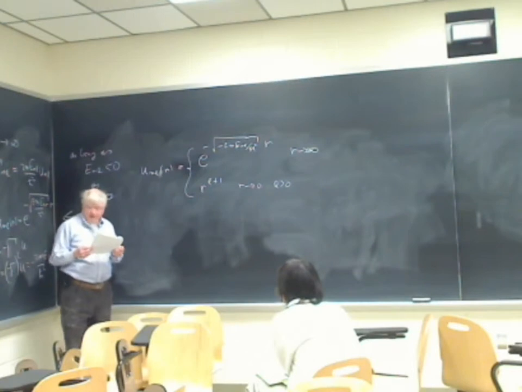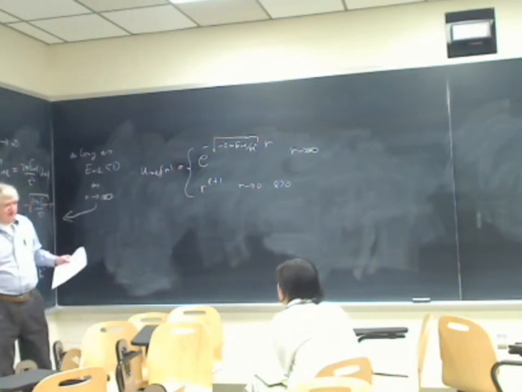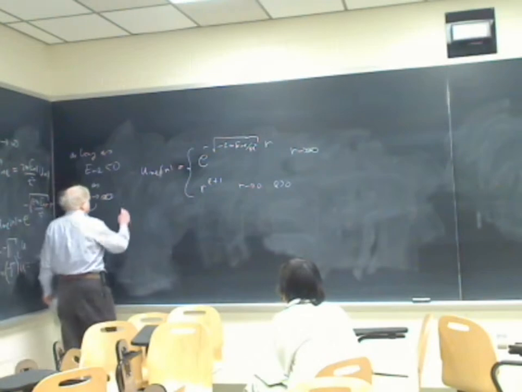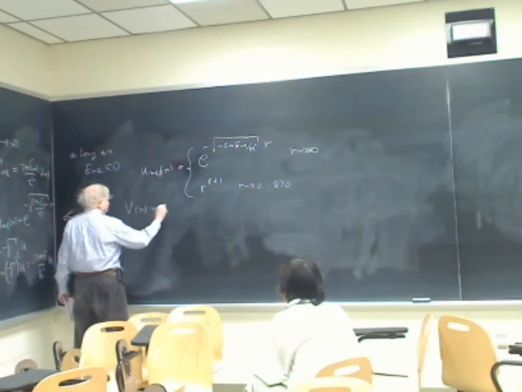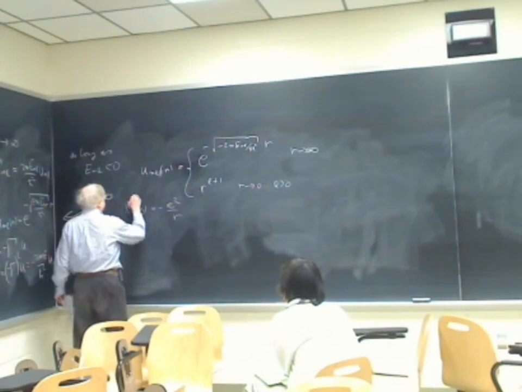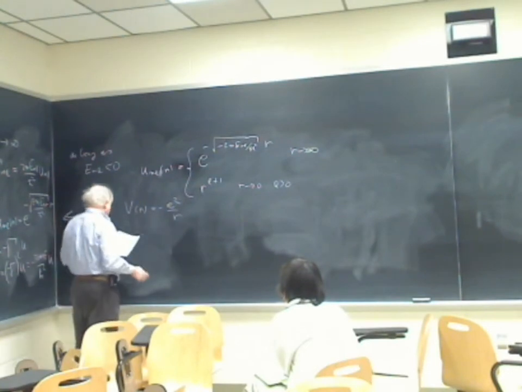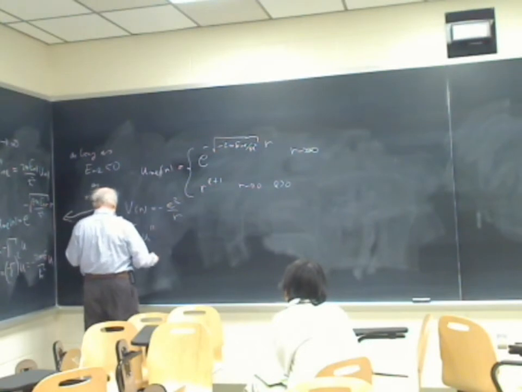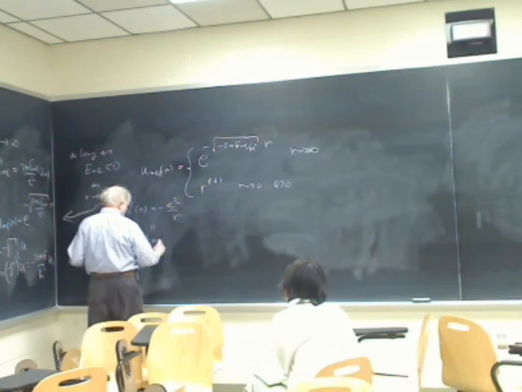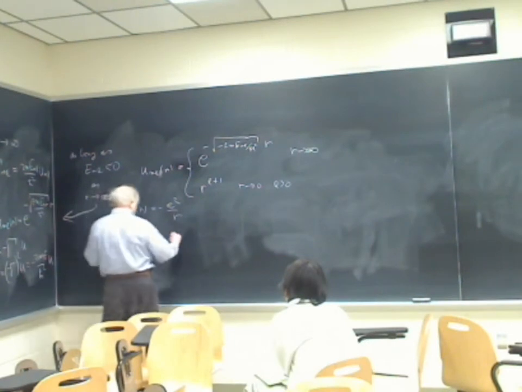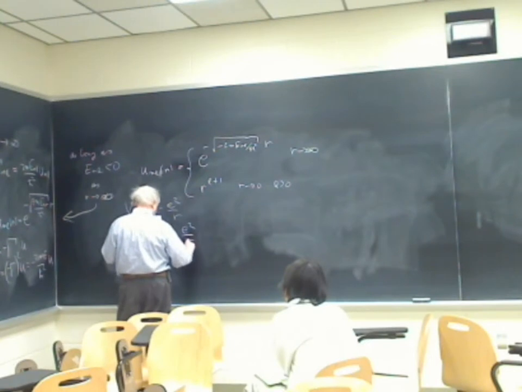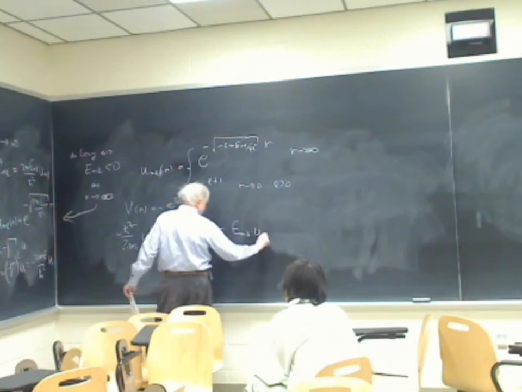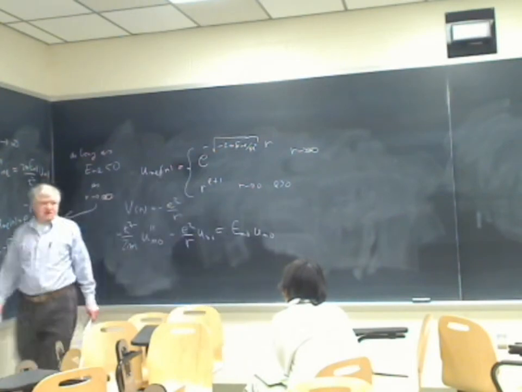Okay, let's look at this more carefully for the case of the Coulomb potential. That's the next topic. So suppose V of r is minus e squared over r. Then what we have is minus h bar squared over 2m, u double prime, and we're looking at l equals 0, so n0, minus e squared over r, u_n0 equals E_n0 u_n0. Notice the l plus 1 term is gone because I'm setting l equals 0.